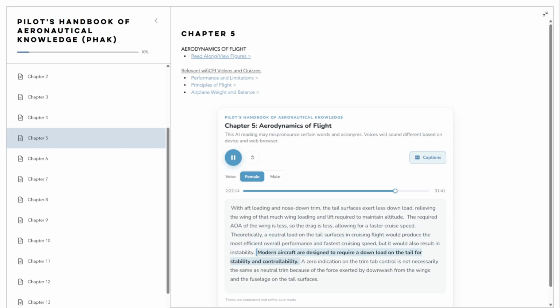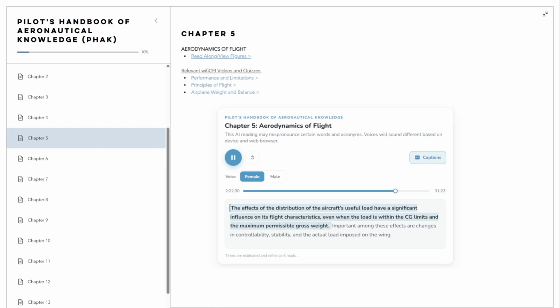Modern aircraft are designed to require a down load on the tail for stability and controllability. A zero indication on the trim tab control is not necessarily the same as neutral trim because of the force exerted by downwash from the wings and the fuselage on the tail surfaces. The effects of the distribution of the aircraft's useful load have a significant influence on its flight characteristics, even when the load is within the CG limits and the maximum permissible gross weight. Important among these effects are changes in controllability, stability, and the actual load imposed on the wing.